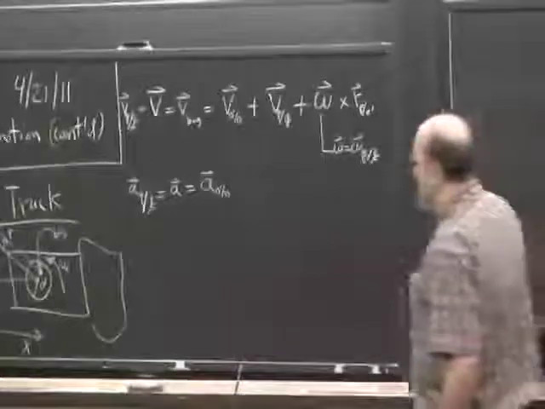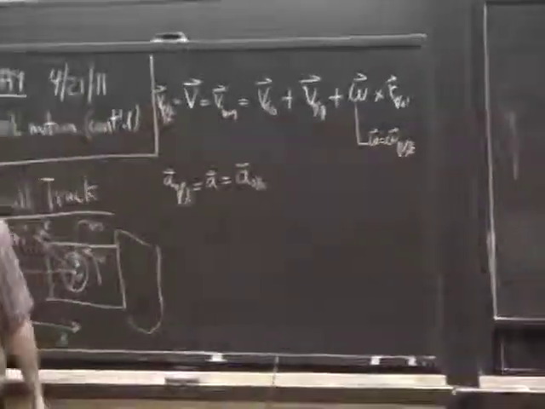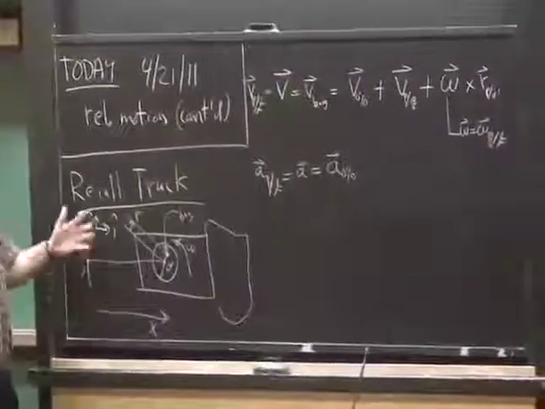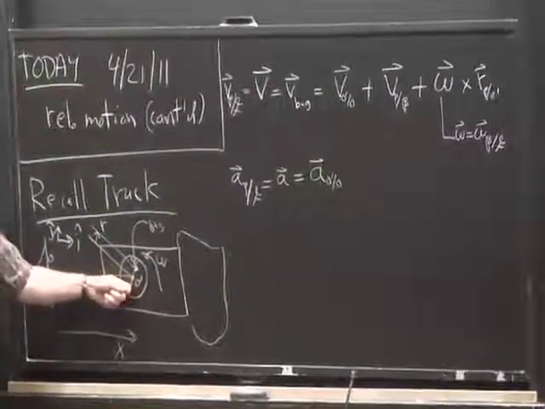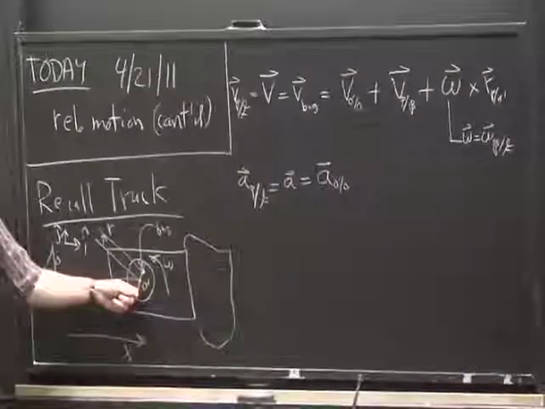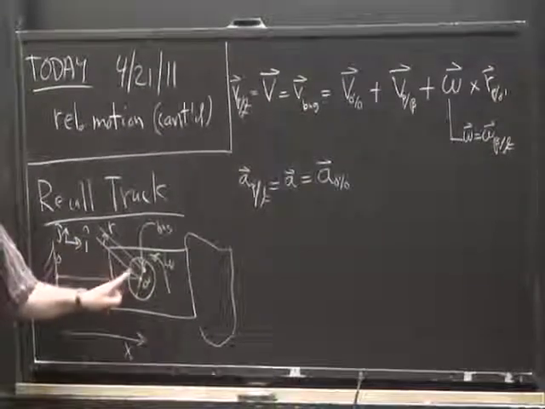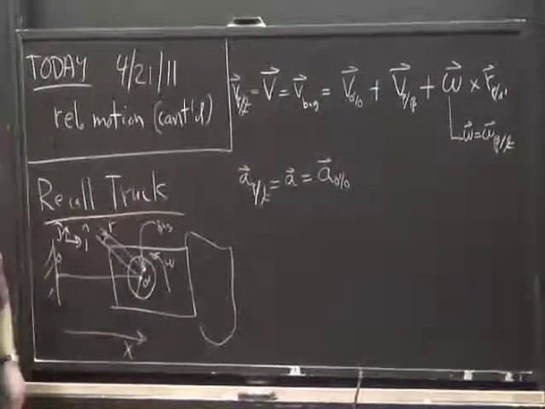But okay, now let's take another special situation. What would happen if the truck engine was dead, the turntable motor is broken, but the bug is crawling away on this line?